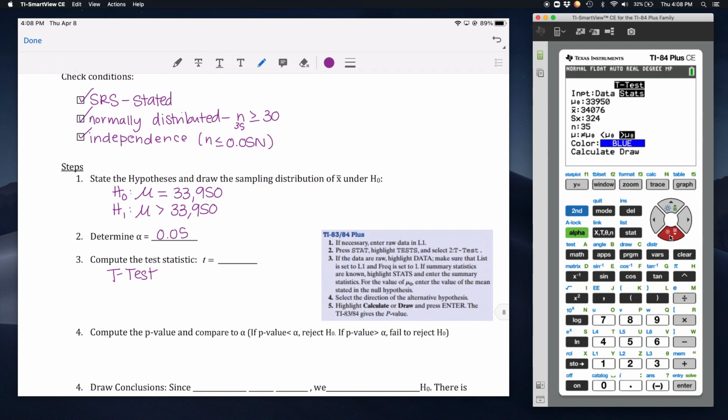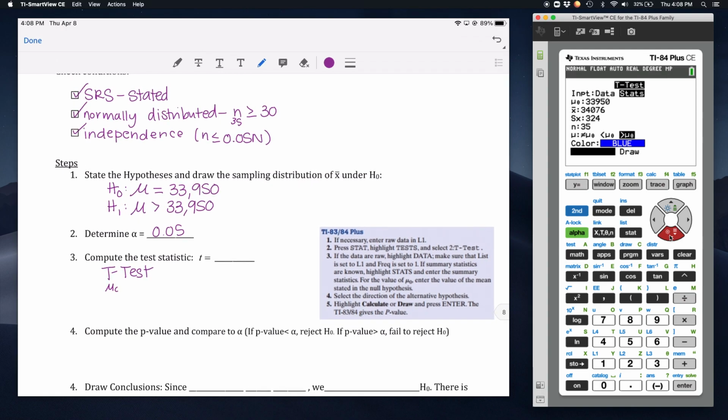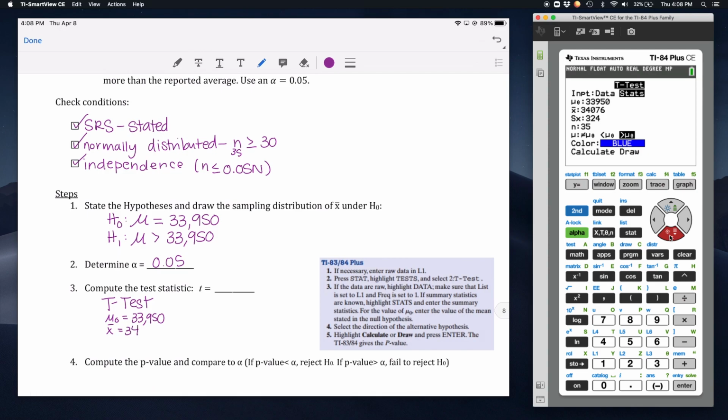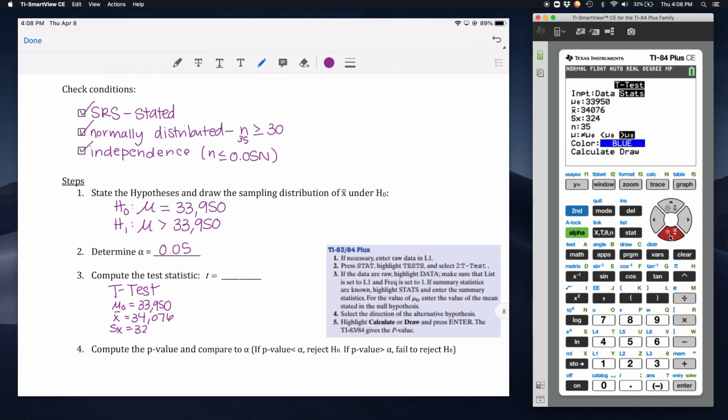I do think it's always good practice to put down what you typed in, just in case you put something in the wrong spot. Then we could still give you some partial credit. Or let's say you just mis-entered a number, like you changed the standard deviation, even though the only time we do that is with normal CDF. People sometimes want to do it here too. Not the case. We're doing mu greater than mu not, the null. Okay, so let's go ahead and hit calculate.